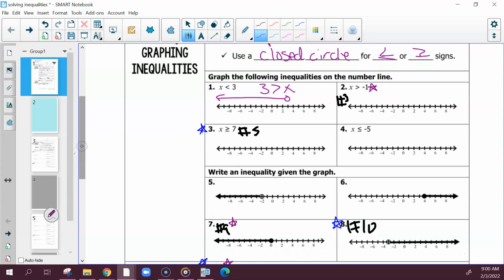For number 3, would that be open or closed? Closed at 7. Going to the right or to the left? To the right. You can draw a circle and fill it in.